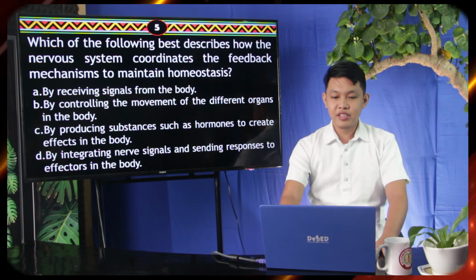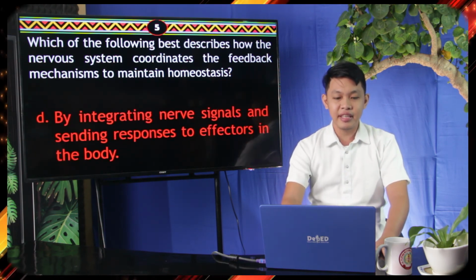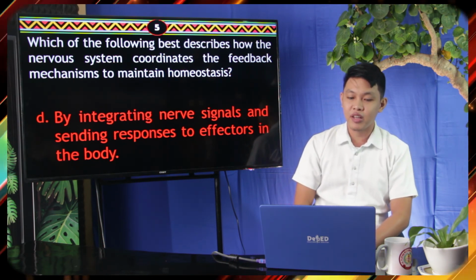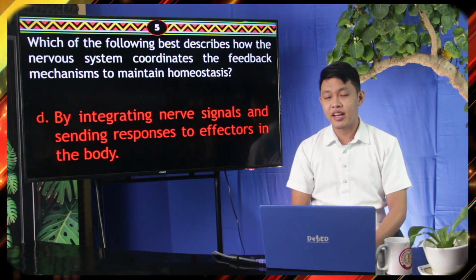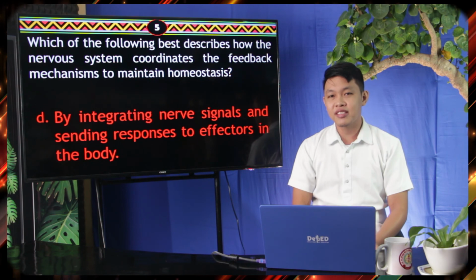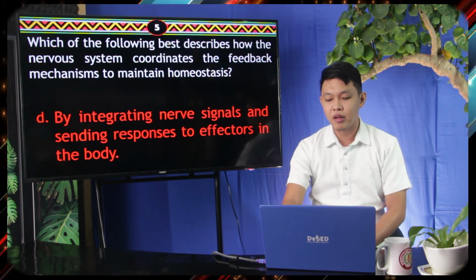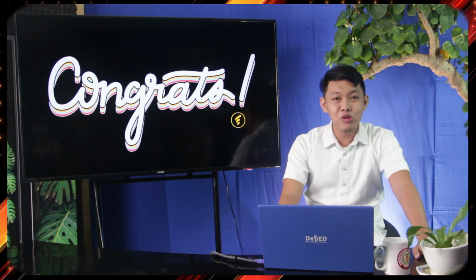The correct answer is letter D, by integrating nerve signals and sending responses to effectors in the body. This will help coordinate the reaction from the different organ systems in the body, and send signals and analyze the proper reaction. Congrats, students! We are almost done.